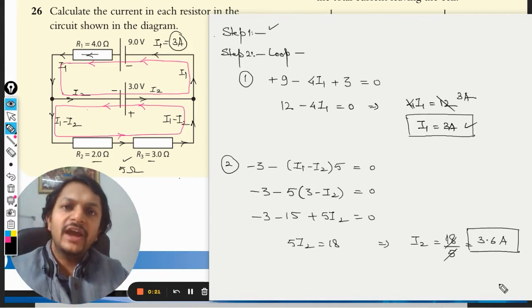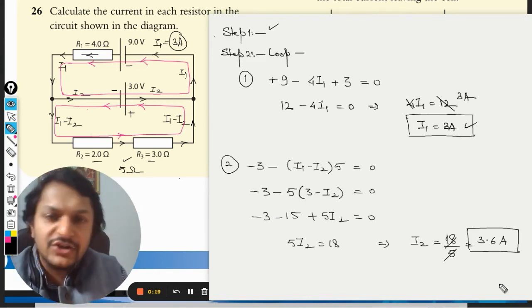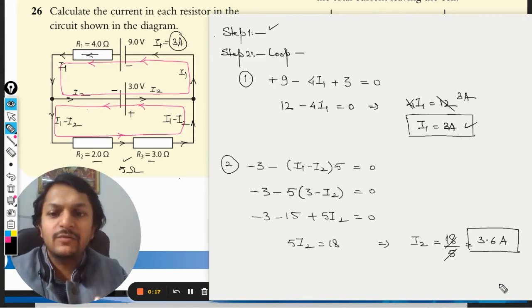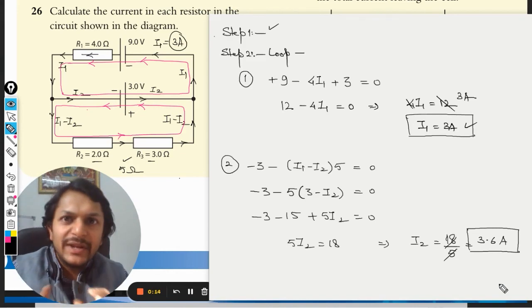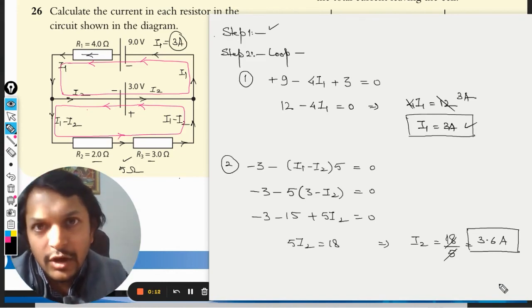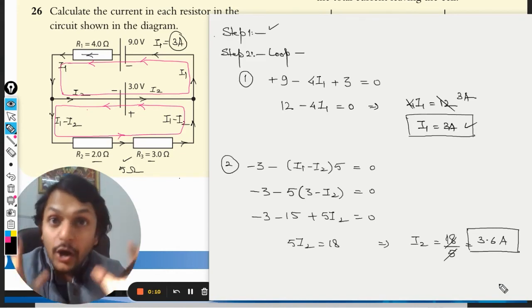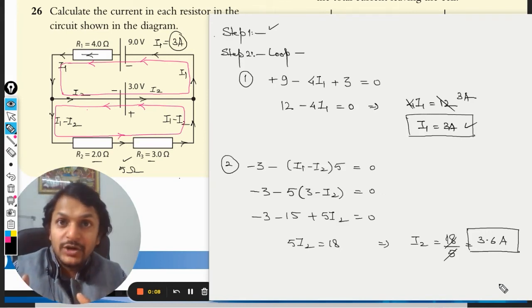So I have now tried to explain to you the complete principle of Kirchhoff's law, and also I have given one example to explain the application of Kirchhoff's law. Now you go and try all the questions that were troubling you earlier, okay?